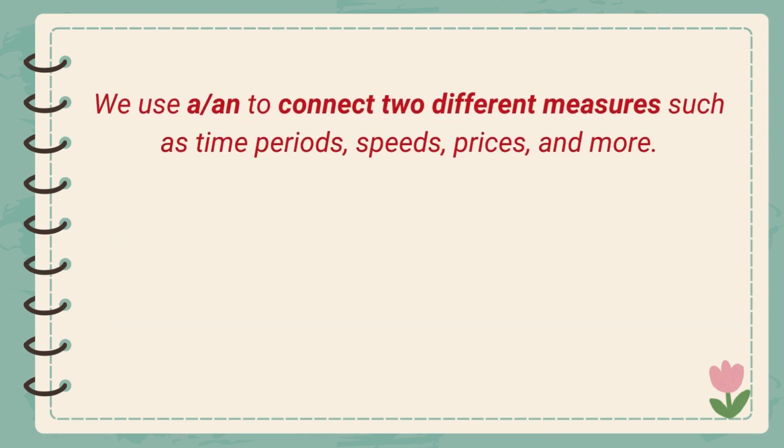We use a or an to connect two different measures such as time periods, speeds, prices, and more. For example, I go to the gym twice a week. In this sentence, twice a week indicates the frequency of going to the gym. The use of a connects the frequency twice with the time period, week.